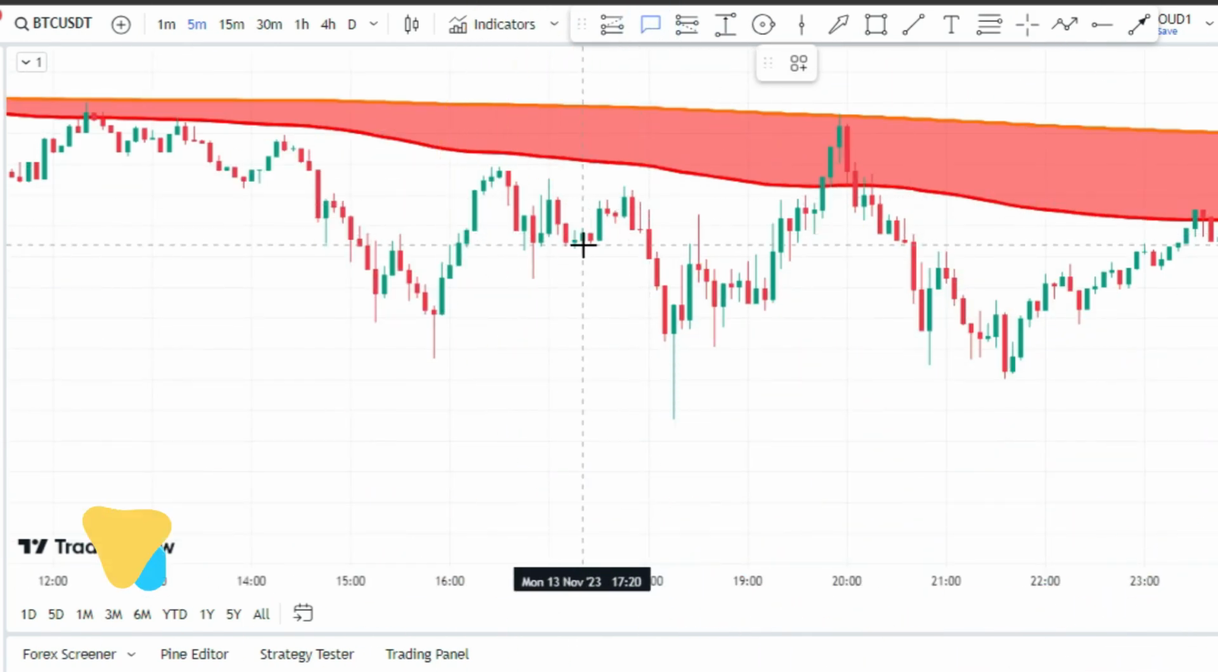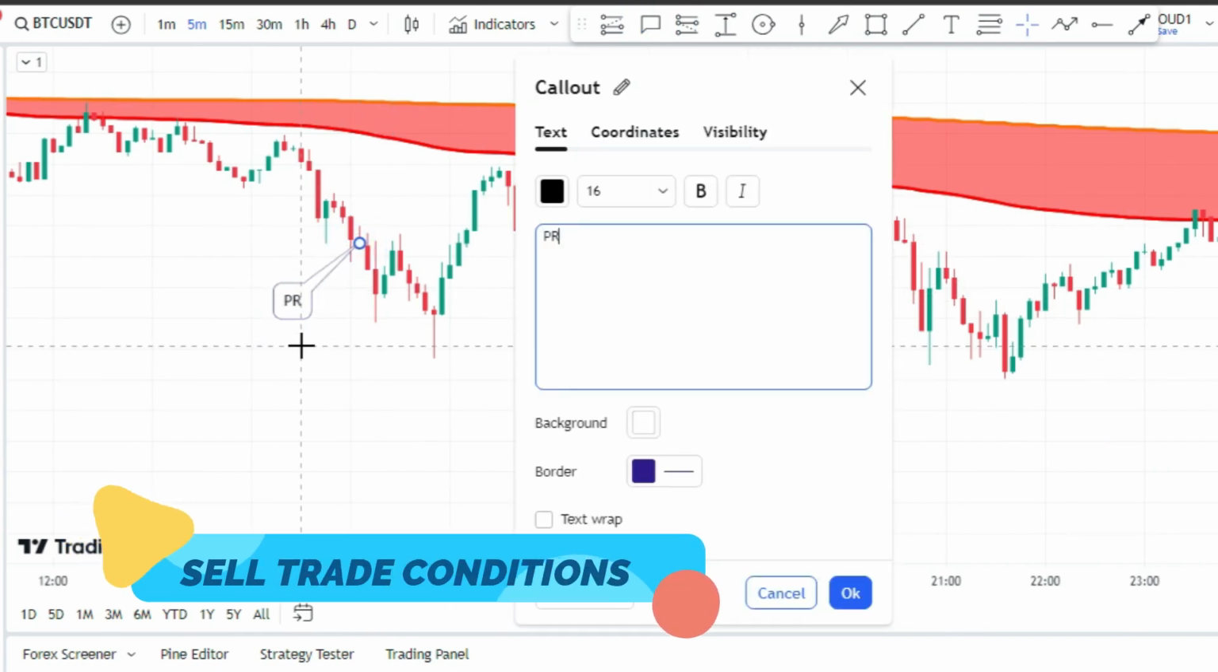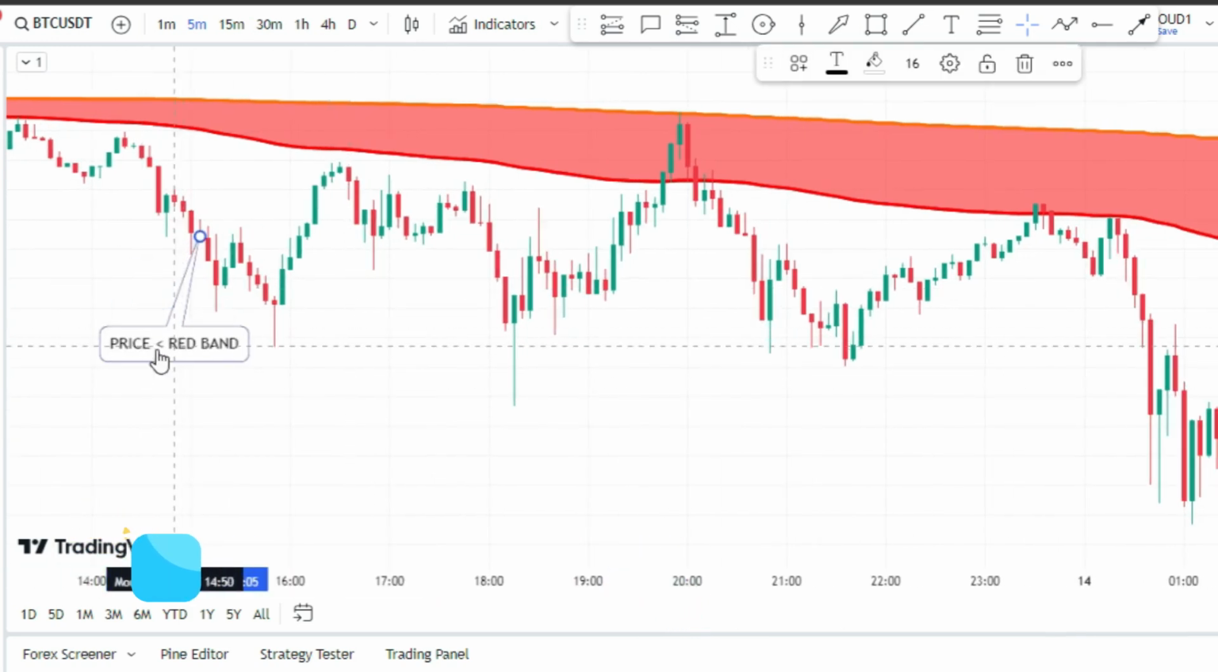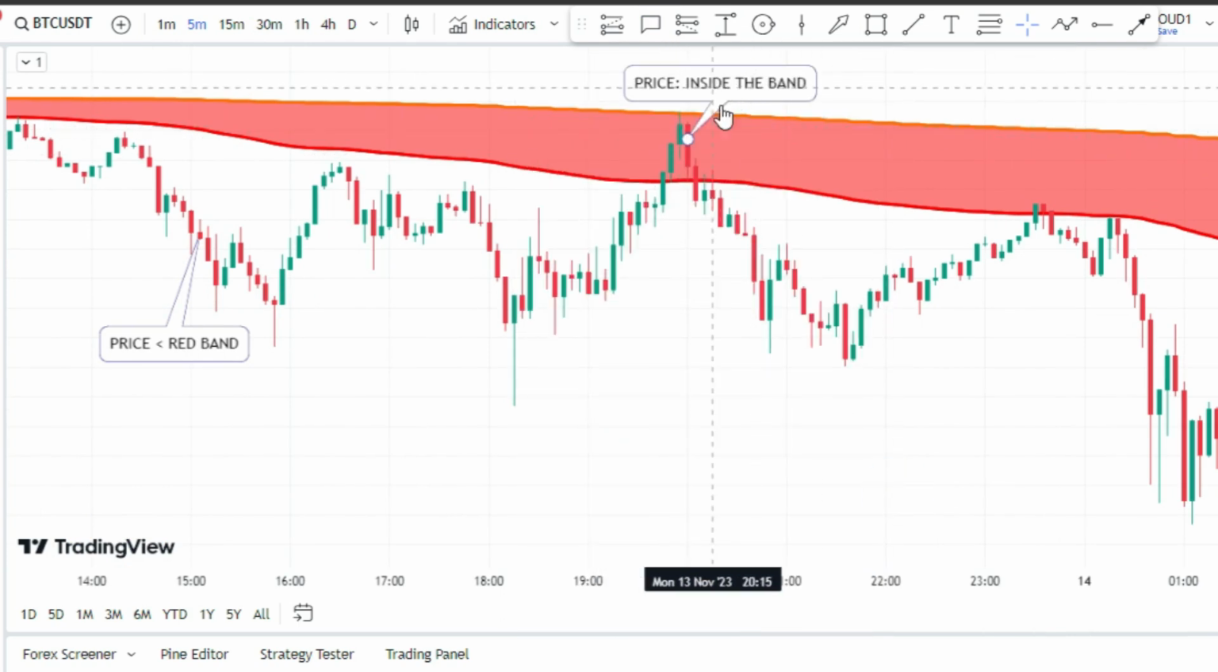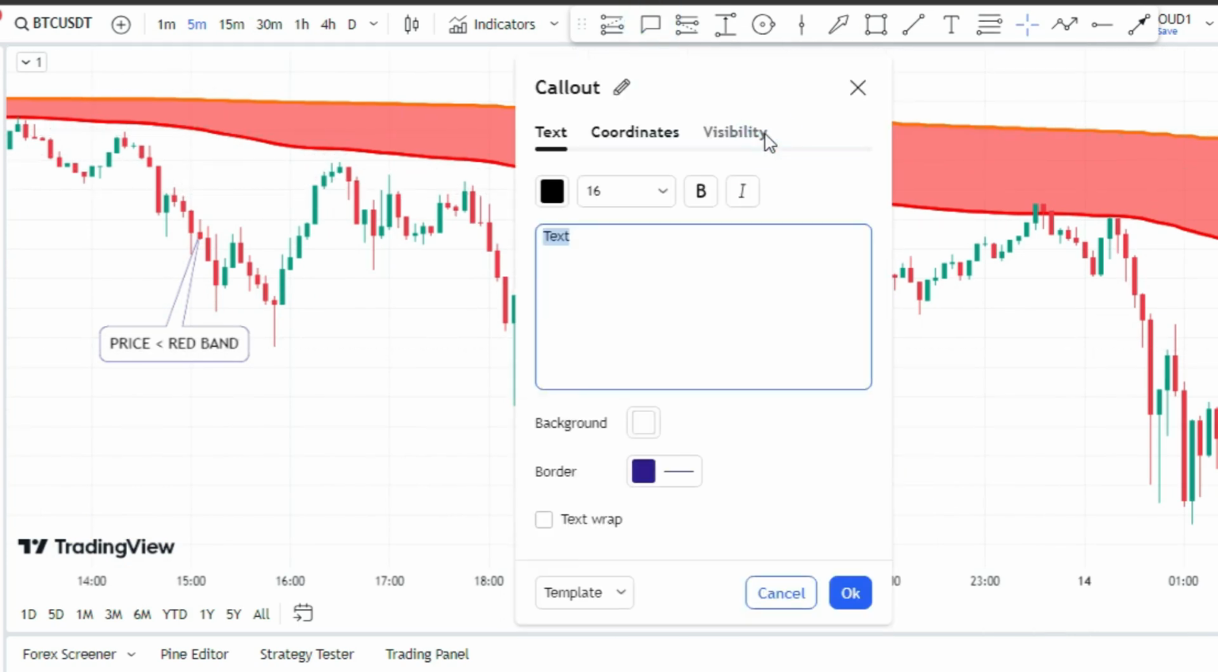For a sell signal, we need to be in a downward trend. Next, we wait for the price to pull back into the red ribbon. As soon as the price exits the red ribbon, that's our sell signal.